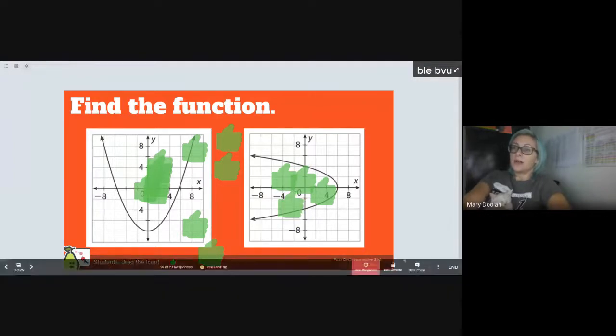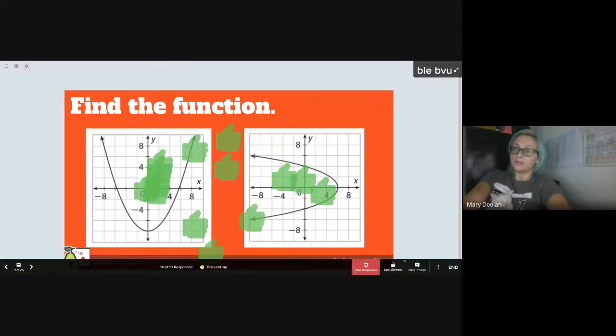It's the one on the left. This is our function over here. The function is on the left because it touches the graph at any x value only once. It doesn't repeat. Okay, they're all unique.